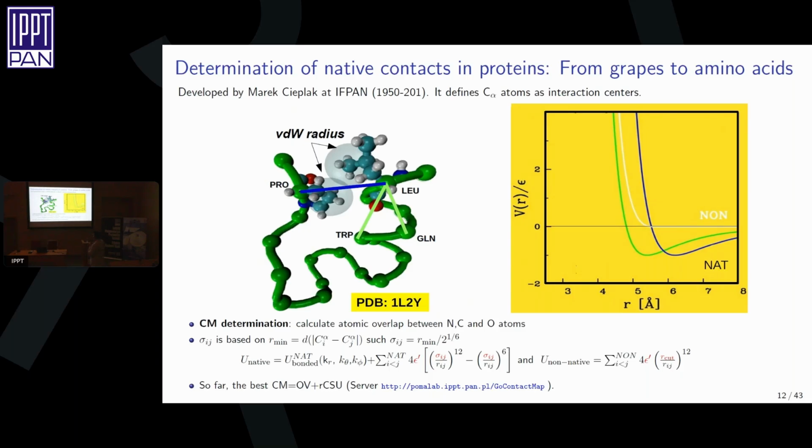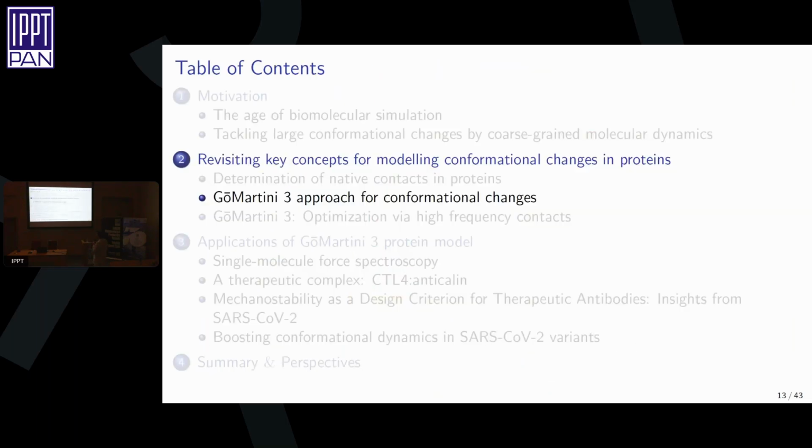Of course, what we learned is that we can actually get this contact map. We made a server, and for every protein that has a structure, we can construct the contact map, and based on the contact map, we can construct what we call the Go-like potential, which would be a Lennard-Jones set of interactions based on the native interactions. So basically, this idea led us to the introduction of the GōMartini.